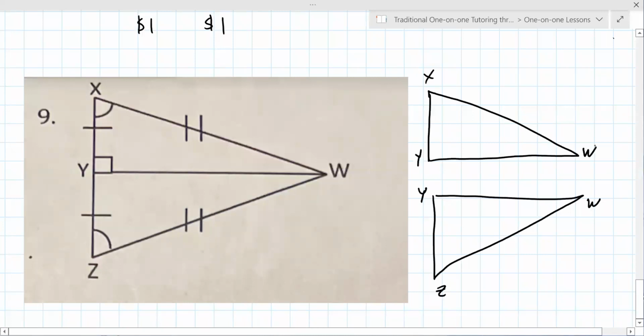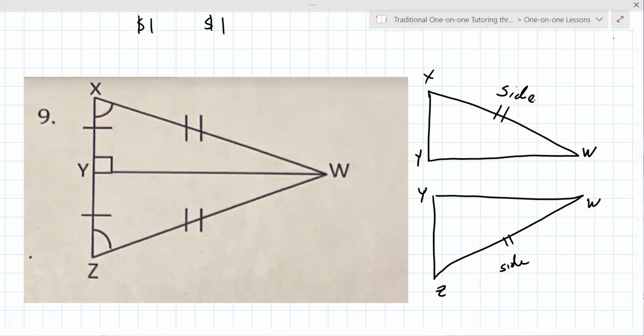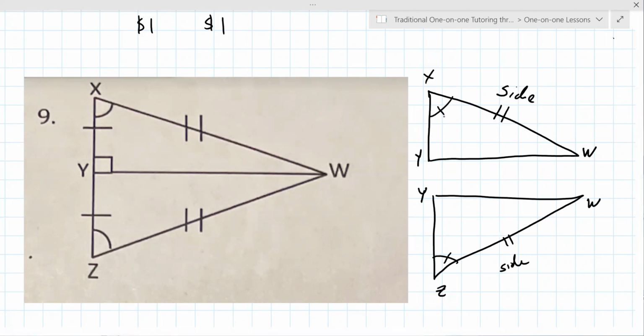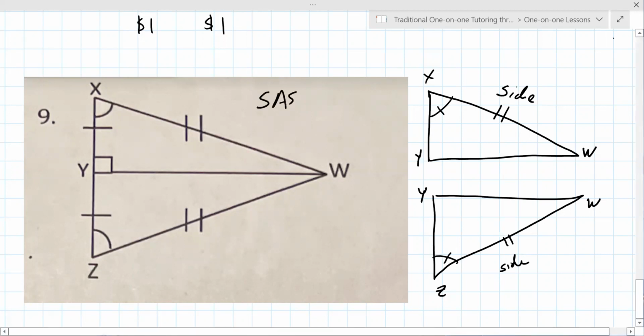Okay, so we're going to start with, do you see that you have a side right over here, side XW, which is congruent to a side ZW? Do you see that you have sides that are congruent? Yeah. So that means that it is a side angle side. It is a side angle side because the next angle is here. So I got it correct. Yes. So you can write side angle side.